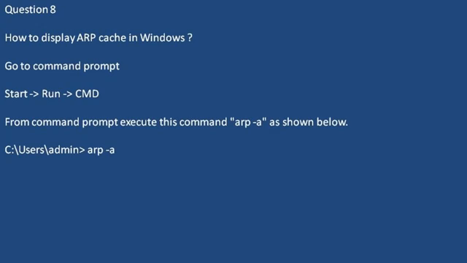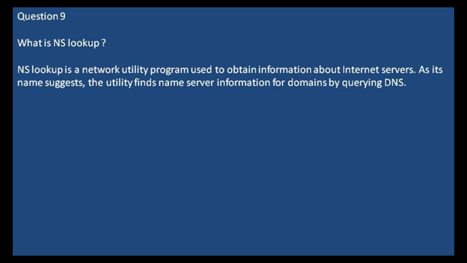Question number 8. How to display the ARP cache? In Windows, go to Command Prompt, Start, Run, type CMD. From the command prompt, execute this command: arp -a, as shown below. C:\Users\admin>arp -a. Question number 9. What is NSLookup? NSLookup is a network utility program used to obtain information about Internet servers. As its name suggests, the utility finds name server information for domains by querying DNS.